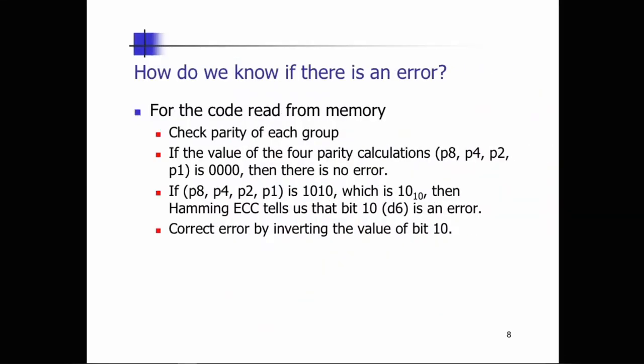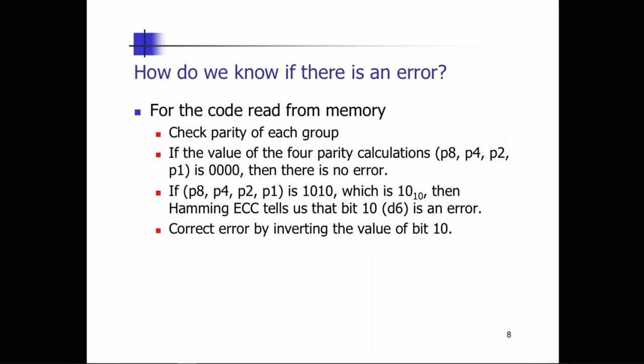So whatever code we read from memory, we are going to check the parity of each group. For example, we are going to look at groups 1, 2, 4, and 8. If we check those parities and they are even, meaning 0, 0, 0, 0, then there is no error. However, if we write the parity of groups 8, 4, 2, and 1, and we get 1010, that means there was an error at location 10.